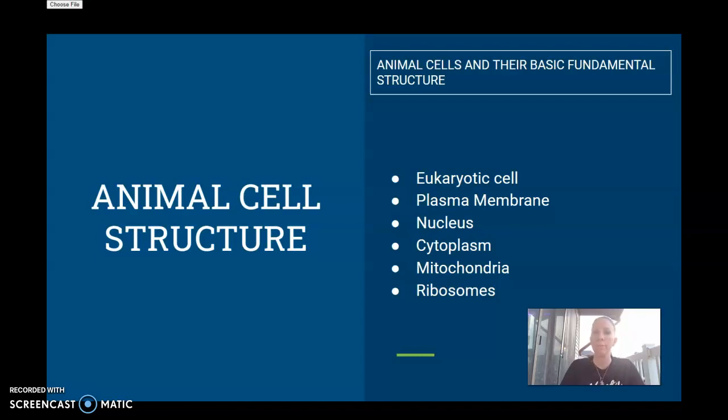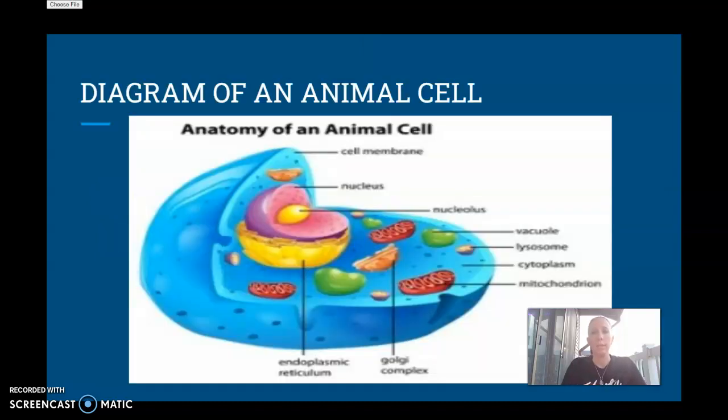The eukaryotic cell, plasma membrane, nucleus, cytoplasm, and so on. The diagram of an animal cell kind of looks a little bit like this. It's a little bit more basic. It has the lysosomes, the vacuoles, Golgi, you can see the endoplasmic reticulum, you can see the nucleus, and the cell membrane.